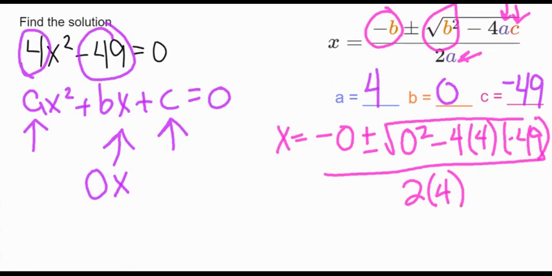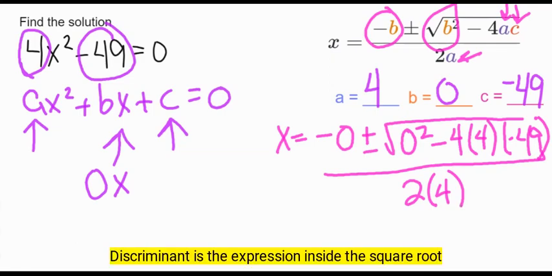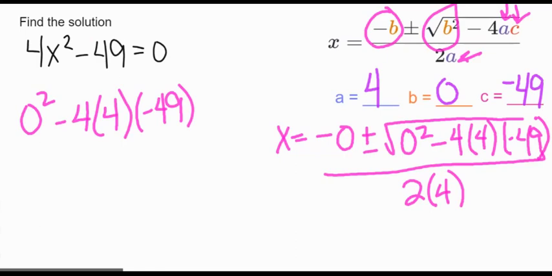Now, again, I like to take the discriminant out. The discriminant, again, is the expression inside the square root. I like to take it out and work on it on the side. So here I have the discriminant written down, and I'm going to simplify it. 0 squared is 0, and negative times negative, you see how we have two negatives? That's going to become a positive. And then I need to figure out what 4 times 49 is.